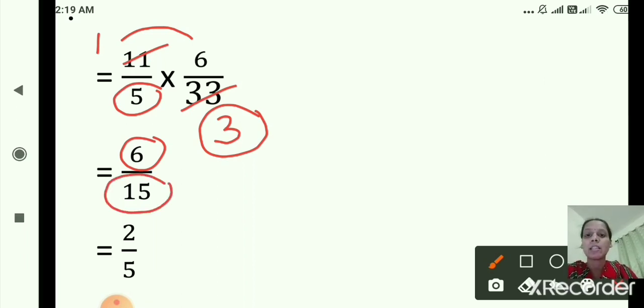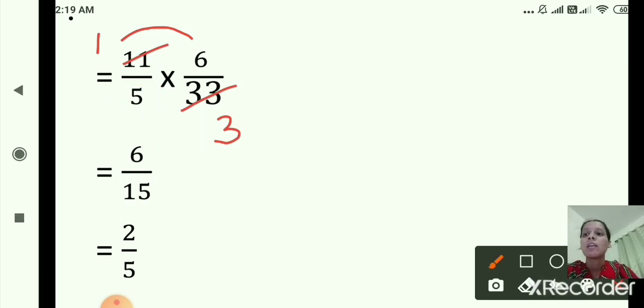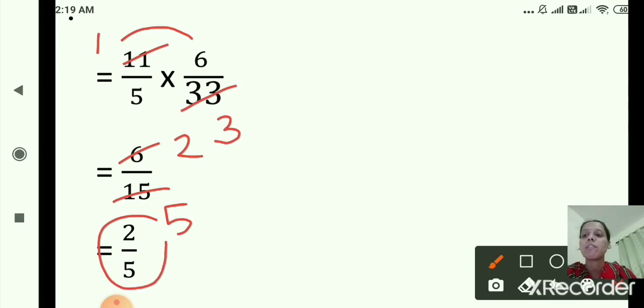Okay, this can be further divided. Which number? Yes, 6 upon 15 can be divided by 3, it is there in 3's table. 3 2s are 6 and 3 5s are 15, right? So what is the answer? As you can see here, this is the final answer, 2 upon 5. Okay, so here we have completed this sum. Hope you are clear with this sum.